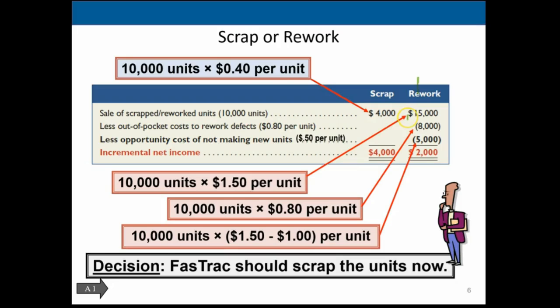But there are, of course, costs for us to rework it. We've got the out-of-pocket costs, which are the costs that are pretty relevant and obvious to us most of the time. These are the costs that we would think of. And we have the 10,000 units times the direct material and the direct labor would give us 8,000 that would go into the rework process.